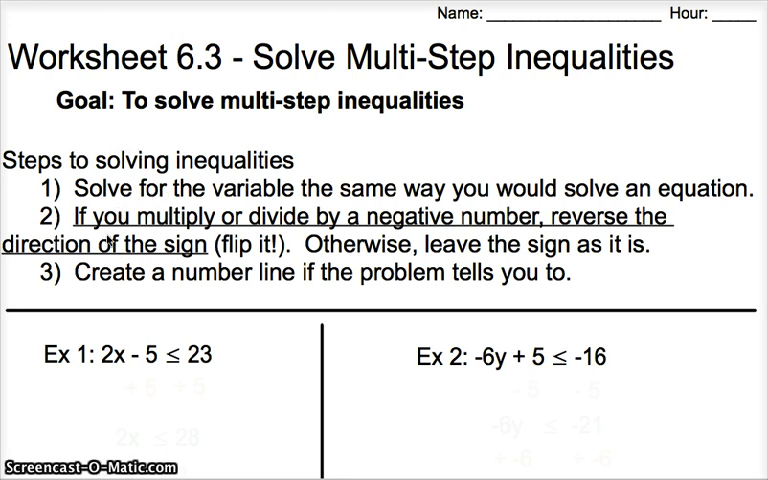Okay, and then step 2, if you multiply or divide by a negative number, you need to reverse the direction of the inequality. So this always applies with inequalities. If you ever multiply or divide both sides by a negative, you need to switch the sign. Otherwise, you're just going to leave it alone. And then step 3, make a number line if the problem tells you to.